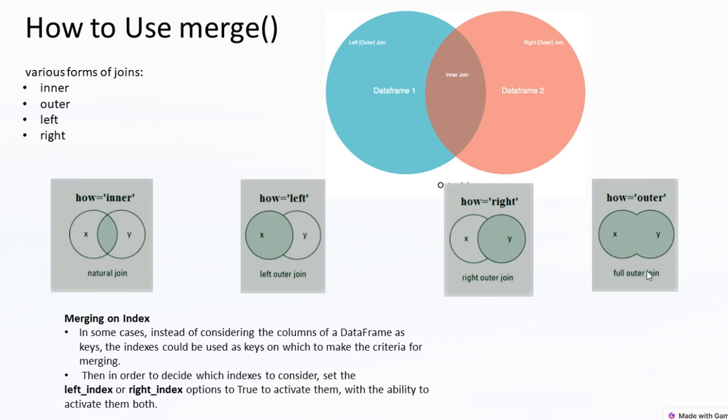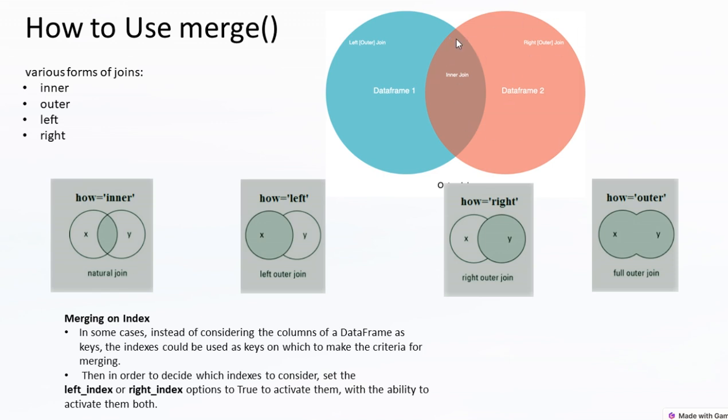Okay, so this is a visual representation of what I just told you. These are the four different types of joins we will be seeing in the Python program next: inner, outer, left, right. The blue represents data frame 1. In all our examples, we are using data manipulation on data frames only. So data frame 1 is the blue one and data frame 2 is the red one.